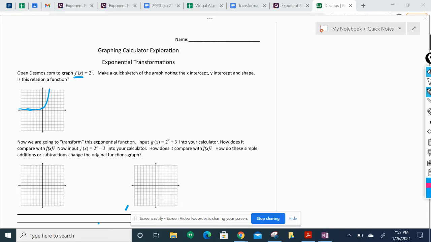All right, so what we're going to do today is look at what effect adding and subtracting numbers in different positions has on our graph. We already know that when we put a number in front by multiplying, that changes our y-intercept. But now we're going to look at what happens when I add or subtract numbers in different places. So the first one we're going to transform, that just means move, is 2 to the x plus 3. All right, so I'm going to come back up here to Desmos.